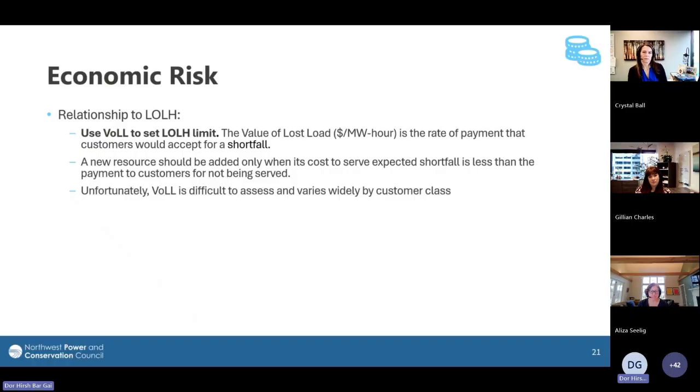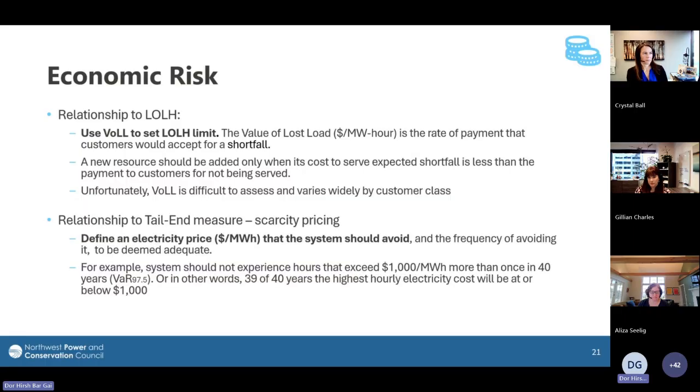There is such a big variety of what that value of loss load could be that it's tricky to use. But the idea here is that if you know how much new resources cost and you know how much your cost of a deficit is, you could try to optimize the length of a duration that's acceptable. But it's very difficult to assess, and you'll see a few more warning signs pop up as we discuss economics in general.